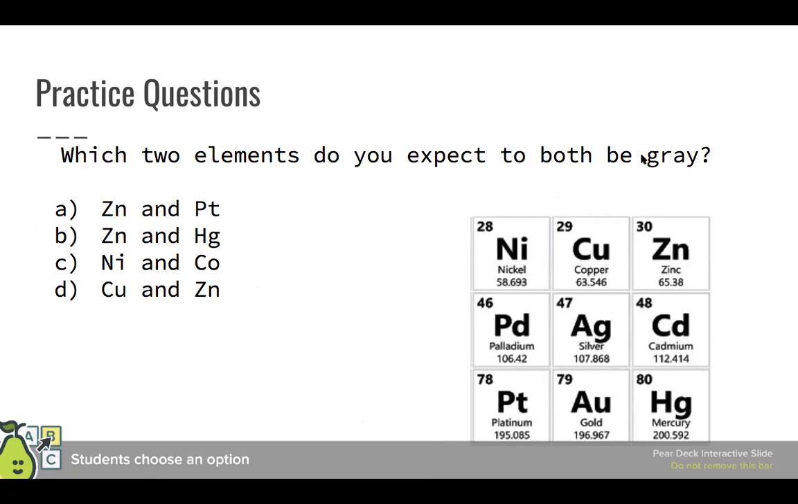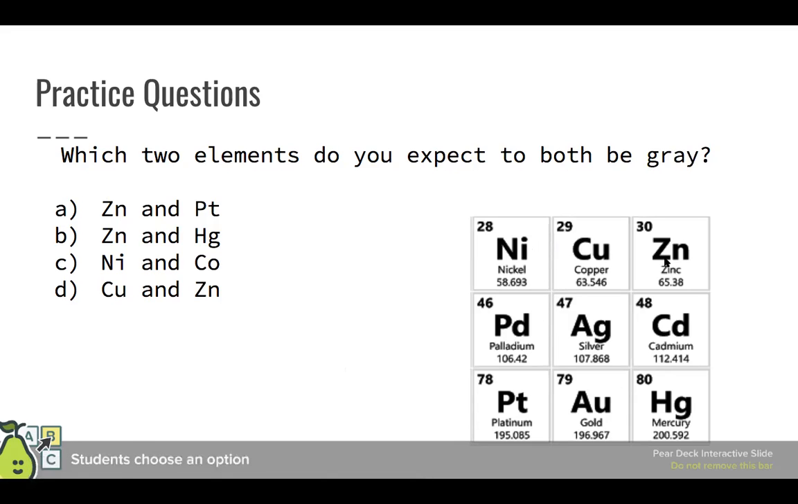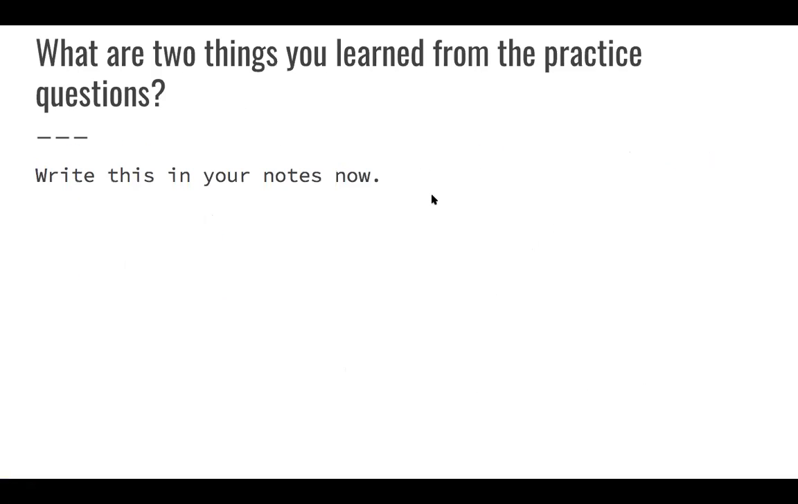Which elements do you expect to be gray? So both to be means pretty much, are they in the same family? And we see here that zinc and mercury, Zn and Hg, are the only ones in the same family. You can double check me. The other ones are not in the same family. Like copper and zinc, they're next to each other, not in the same family.